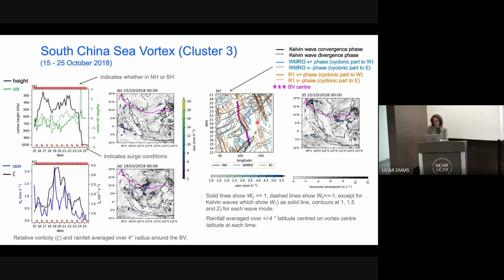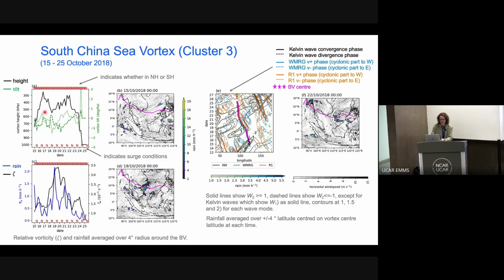Another example is shown here. This is now a South China Sea vortex, and you can see its entire track here. Even in its early stages, just off the west coast of the Philippines, it was associated with precipitation. You can see it moved over southern Vietnam and then into Thailand. You can see the heavy precipitation that it caused in Vietnam and also led to heavy precipitation in Thailand.